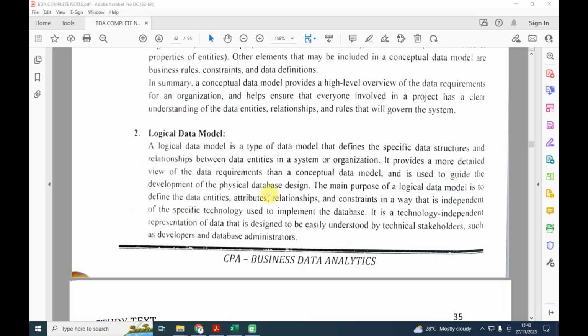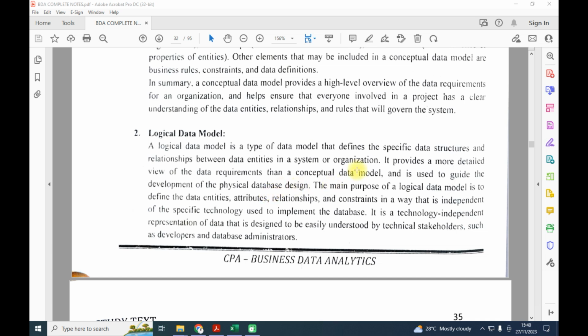So the logical will guide in the development of the physical database, and that's why we are going into the specific data structure, the way the data is structured, so that we can use that structure and the relationship to be able now to develop a physical database.